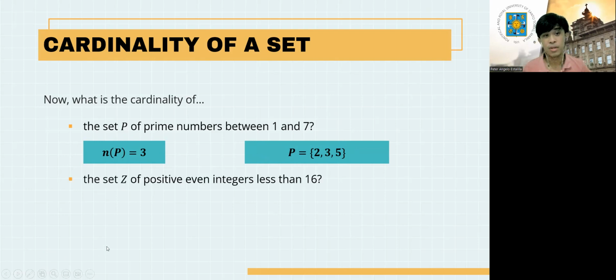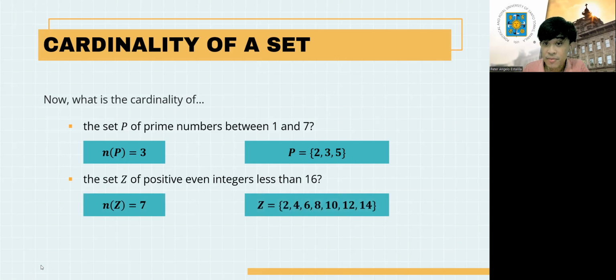Very good. Next one. What is the cardinality of the set Z of positive even integers less than 16? Again, positive, hindi kasama si negative, even integers less than 16. Chat box. Ayan, Andrea is correct. We have 7. Bakit 7? Alright, because even integers, as mentioned kanina, they are 2, 4, 6, 8, 10, 12, 14. Kasunod yan is 16 na, but then 16 is not less than 16. So hindi na siya kasama. So we have 1, 2, 3, 4, 5, 6, 7. We have 7 elements, hence the cardinality of Z is 7.